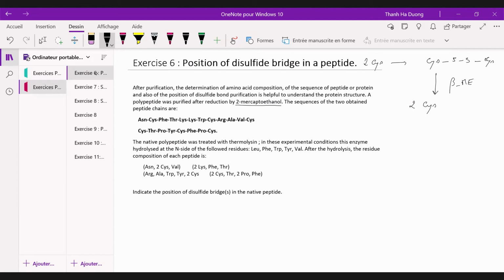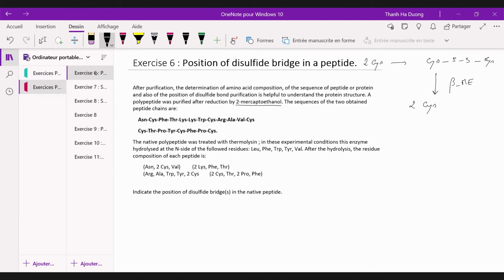Okay? You understand? It means that all the disulfide bridges are removed, are cleaved. So now we have to know where, in the native condition, the disulfide bridges are. So it's between only cysteines.